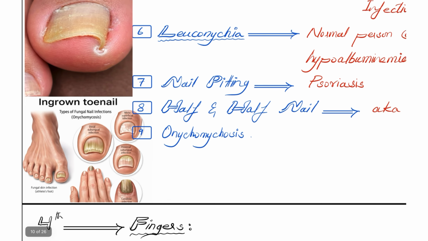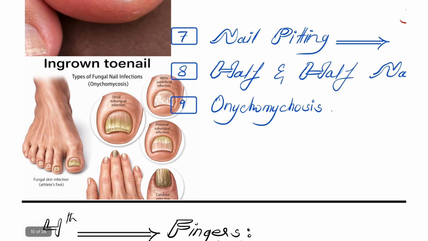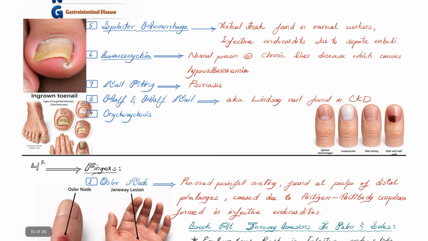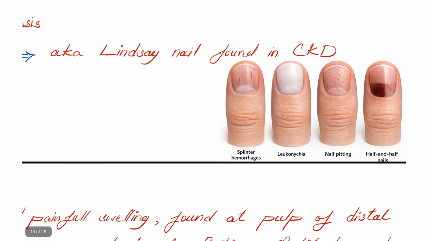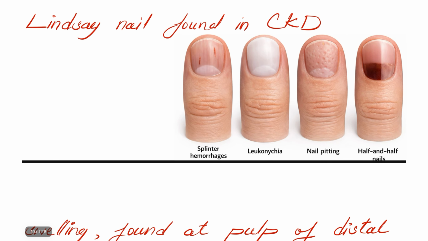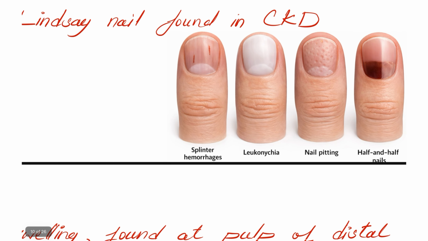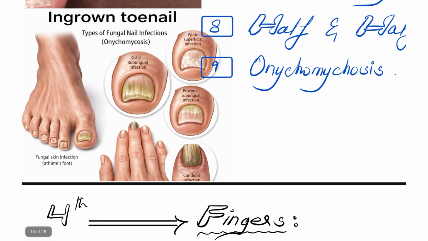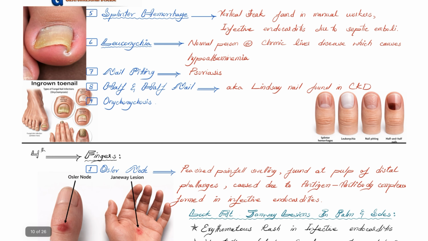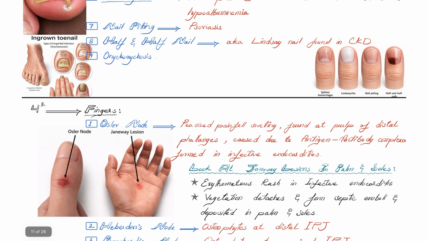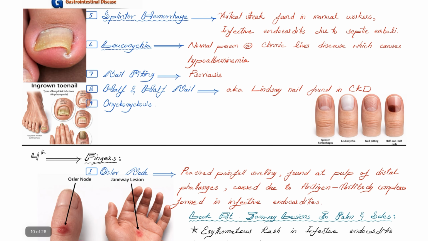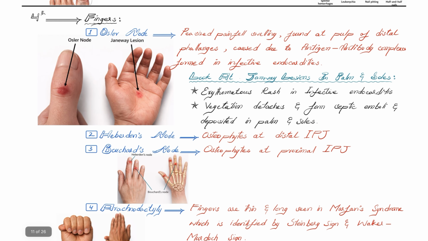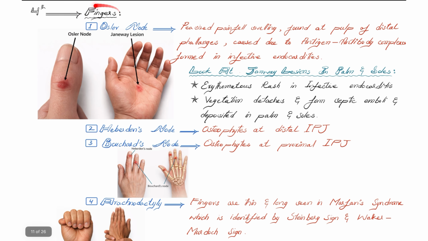As you see in the image, splinter hemorrhage, leukonychia, nail pitting, and half and half nails or Lindsay nail, and then onychomycosis, as you see in the picture how it appears. Now we did all the findings, abnormalities of nails. Now it is time that we should discuss the abnormalities found in the fingers.